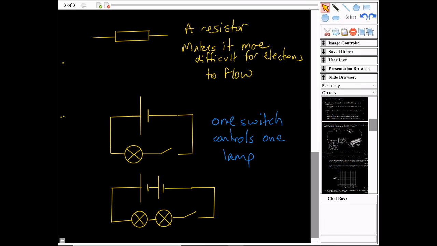Okay, so in this circuit, I've got two cells, and then I've got two lamps, and again, I've got one switch. Now again, I've got one complete circuit here. It's possible for the electrons to leave here, go around here, go through the two lamps, and join back again. If I press the switch closed, there'd be a complete circuit. If I open the switch, then there wouldn't. So again, I've got one switch, but the one switch would control both the lamps.